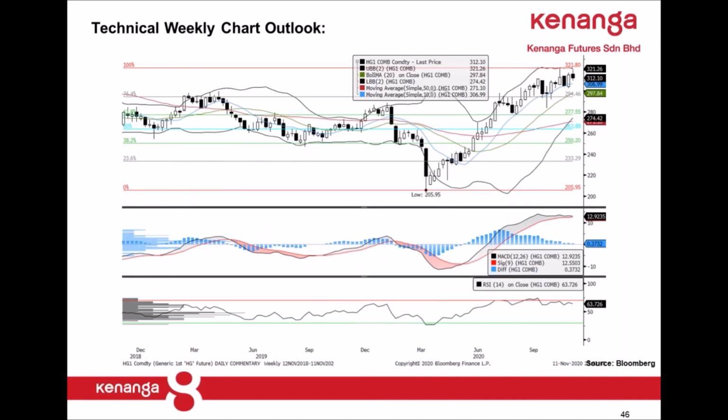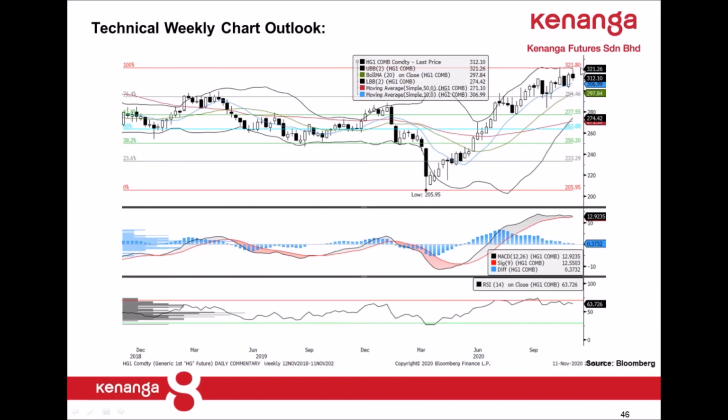This is the weekly chart. This is for the period of 2 years. As you can see, price has been range bound sideways for about 1 year plus, and then plunged in the beginning of the year, and then has been steadily recovering to a higher high. So it's generally still in an uptrend.